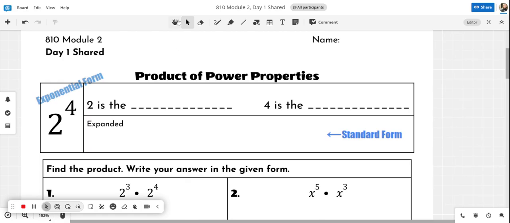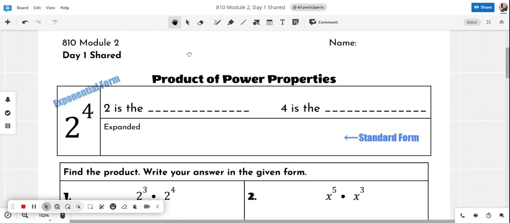We are moving on to Module 2, and we are going to start with some exponents. So today we're going to talk about the product of powers property. Thinking about those words, product is the answer to a multiplication problem. So we're going to be multiplying numbers with exponents.